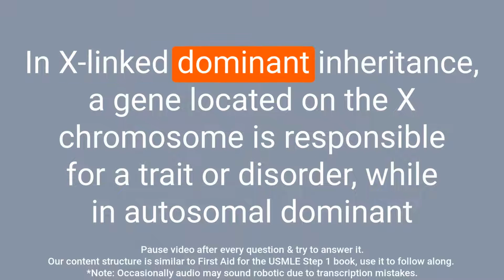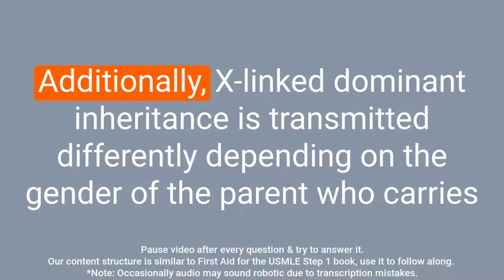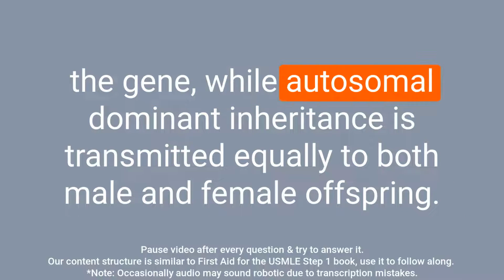Question: how does X-linked dominant inheritance differ from autosomal dominant inheritance? Answer: in X-linked dominant inheritance, a gene located on the X chromosome is responsible for a trait or disorder, while in autosomal dominant inheritance, a gene located on one of the autosomes is responsible for a trait or disorder. Additionally, X-linked dominant inheritance is transmitted differently depending on the gender of the parent who carries the gene, while autosomal dominant inheritance is transmitted equally to both male and female offspring.